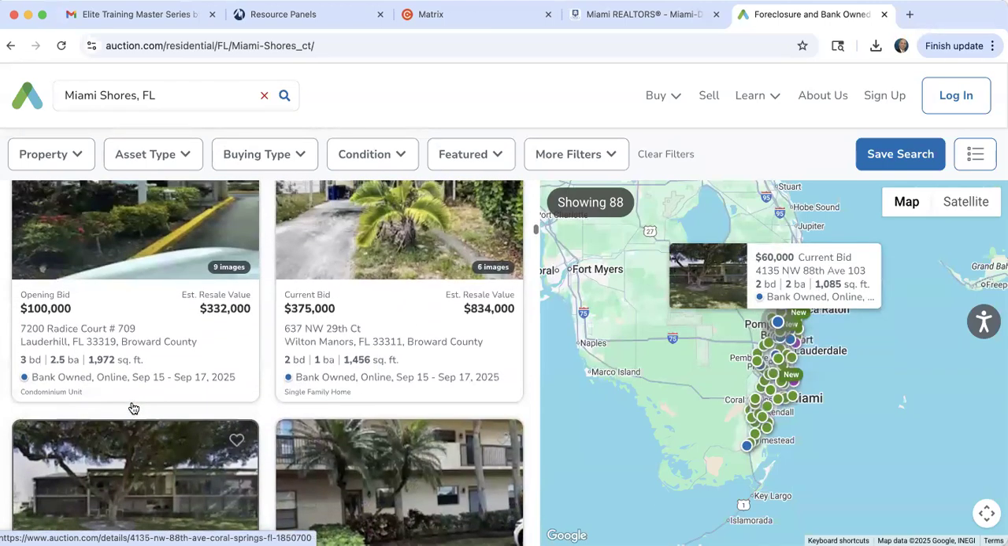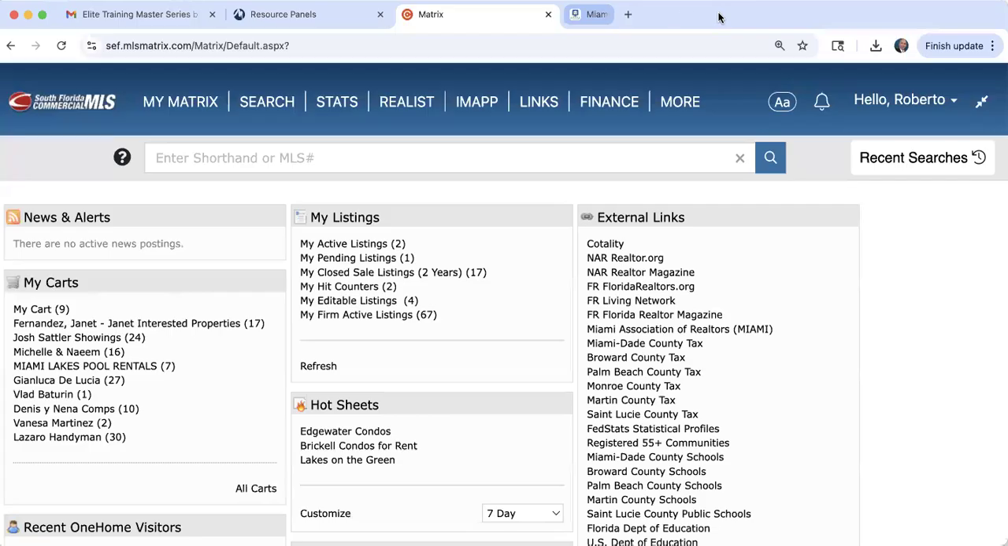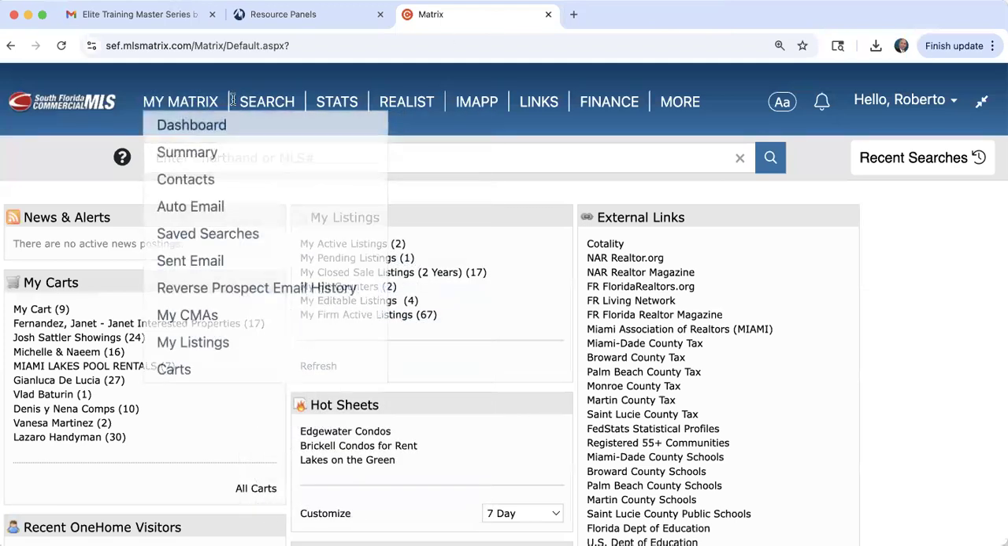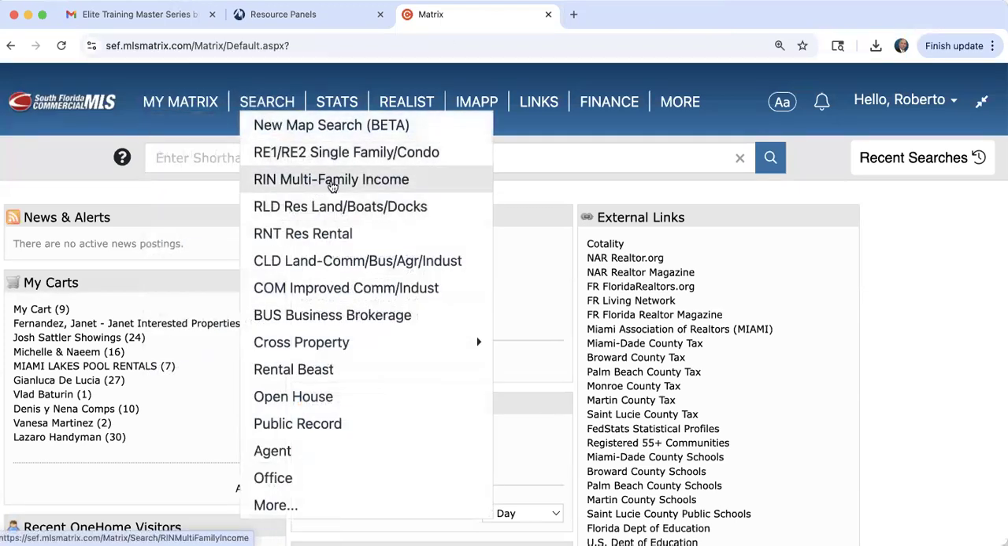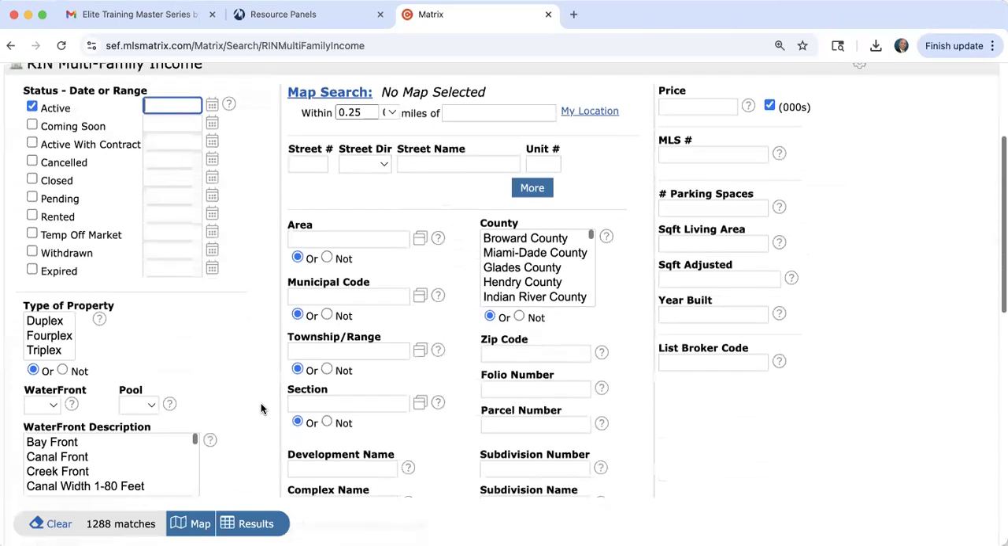All right, guys, let's go ahead and now switch our focus to rental income properties. We're going to come over here to the MLS and click on residential income, multifamily income property. From here, we decide whether our client is looking for a duplex, a fourplex, or a triplex. Let's say our client is looking for a fourplex, so they want four rental incomes in one property, and they're looking to buy this in Miami-Dade County.